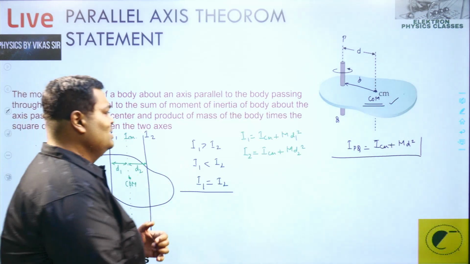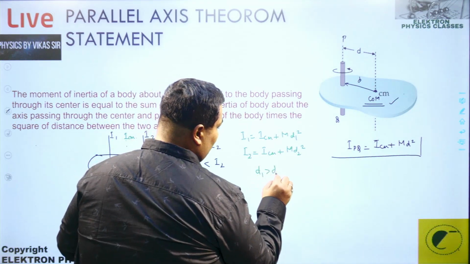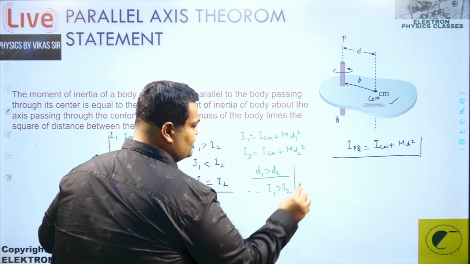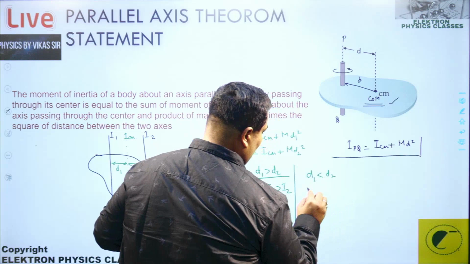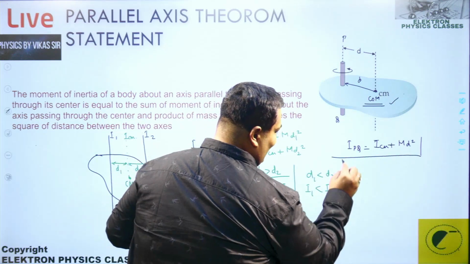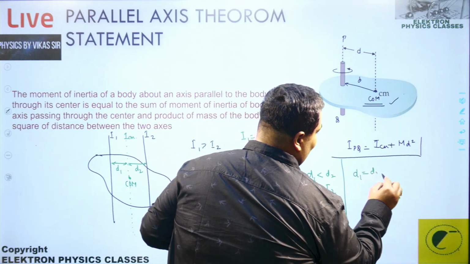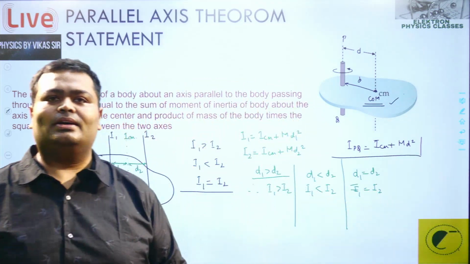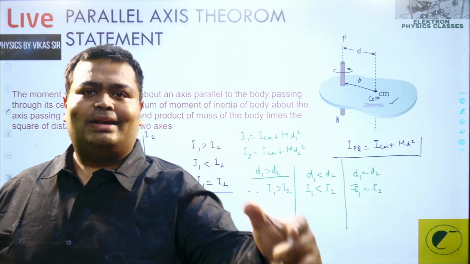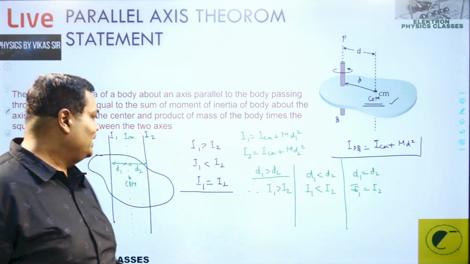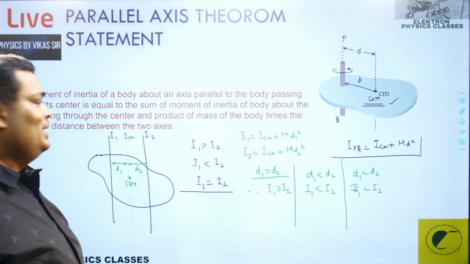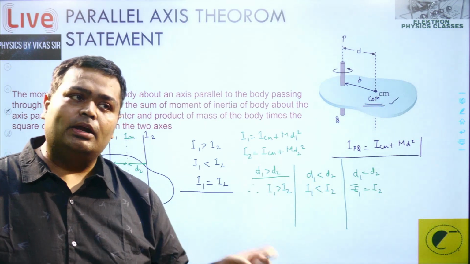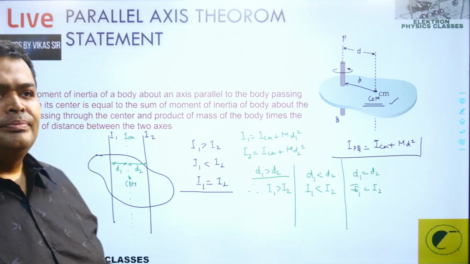So what is the condition? Suppose d1 is more than d2. Therefore I1 becomes more than I2. If d1 is less than d2, I1 becomes less than I2, and if d1 is equal to d2, then I1 can be equal to I2. You cannot check the correctness if you do not check in terms of ICM. They cannot be compared directly with each other. They have to be compared via the center of mass. It's simple.